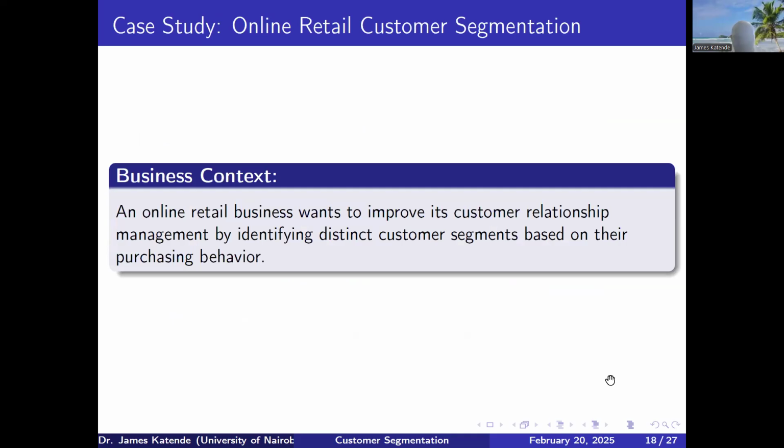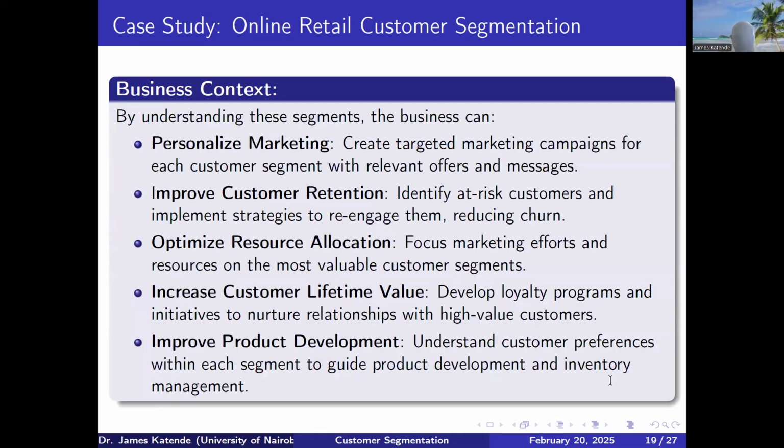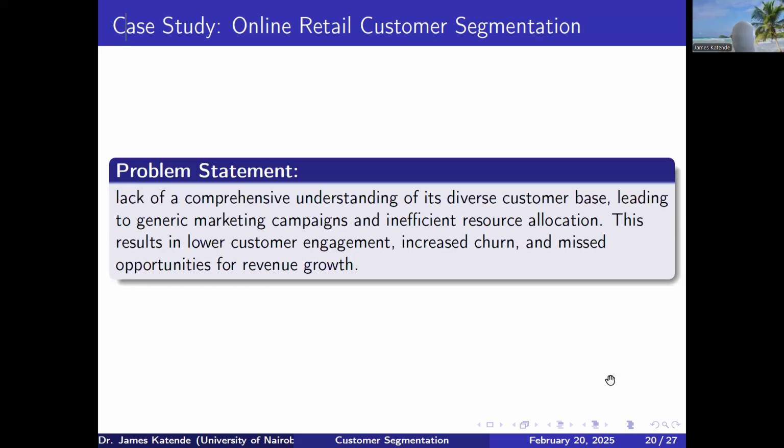So this now consolidates the business context that we want to look at in the demonstration. We have an online retail business that wants to improve customer relationship management by identifying the segments. So these are the things they aim to do after identifying the segments. Hopefully, they can achieve this. The problem is they don't understand the customer base, and the marketing campaigns have been generic and giving poor returns on investment. Basically, they're not efficient and they miss a lot of opportunities that would help them grow their revenue.